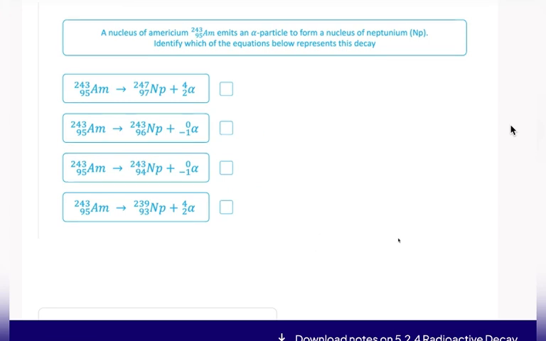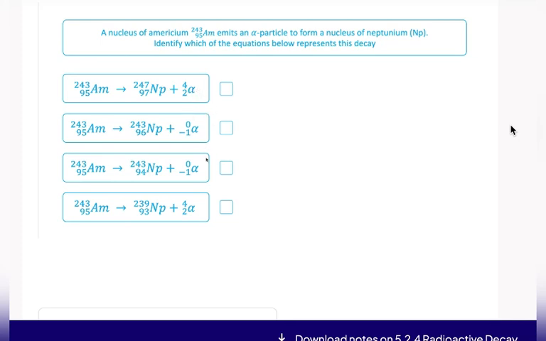to look at, and as usual we'll start through by reading through the question carefully to make sure we understand what we have to do. A nucleus of americium, and there's a symbol for americium there, emits an alpha particle to form a nucleus of neptunium. Identify which of the equations below represent this decay.